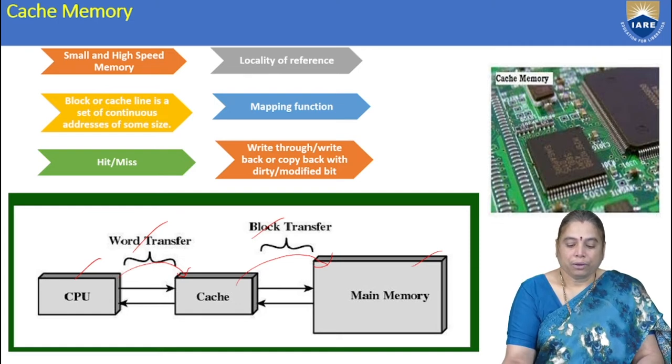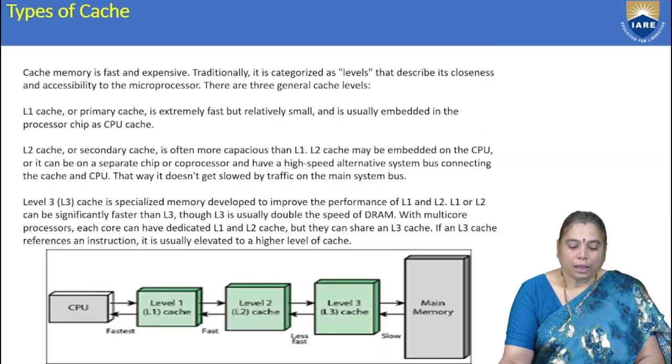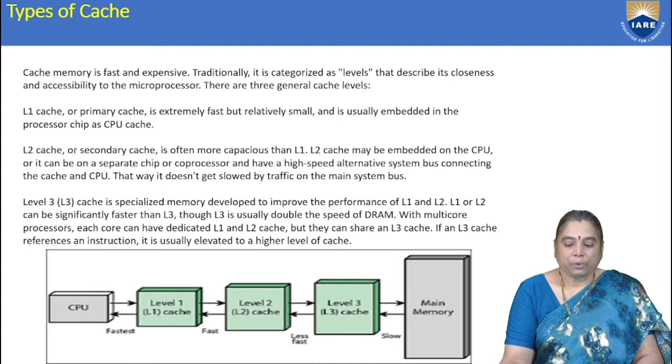So here, in order to maintain the block transfer and word transfer, synchronization is needed. That synchronization mechanism can be performed with the help of mapping functions. So varieties of mapping functions are available in the cache, that we will discuss in more detail regarding cache memory management. And here, between CPU and main memory, there is a possibility of inserting three levels of cache.